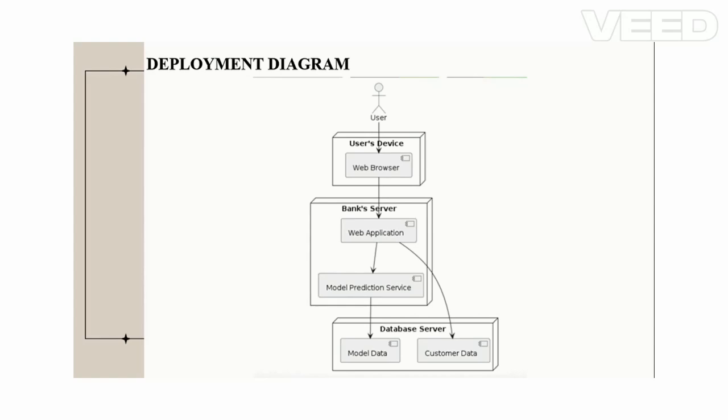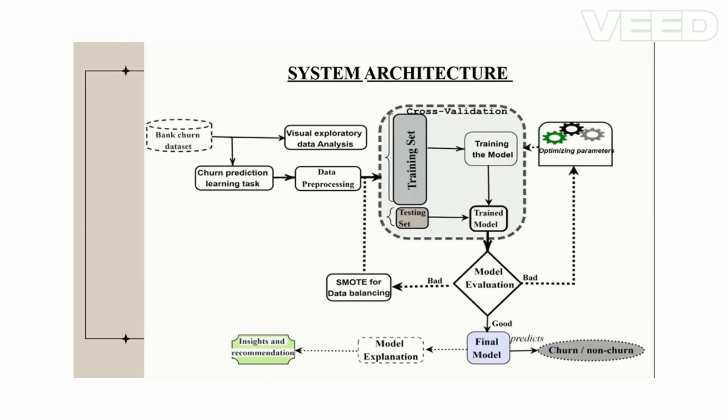As for the system architecture, it involves several stages. It begins with data collection from a bank, followed by exploratory data analysis to understand the data. The data is then pre-processed, which includes cleaning, handling missing values, creating dummy variables for categorical attributes, and standardizing the variables. The dataset is split into training and testing sets, and data balancing techniques like SMOTE are applied. Various machine learning models are trained and optimized using cross validation. The models are evaluated based on accuracy and other metrics, and the best performing model is deployed for making predictions. Finally, the outputs and predictions are analyzed to understand the factors contributing to customer churn, providing insights and recommendations to improve marketing campaigns and retention strategies.